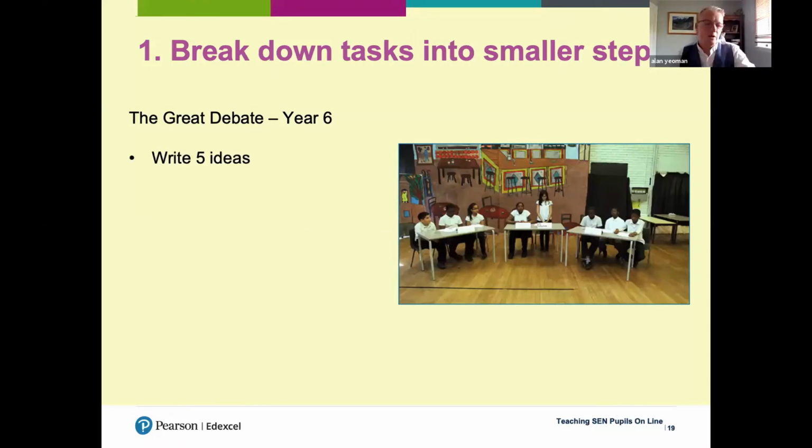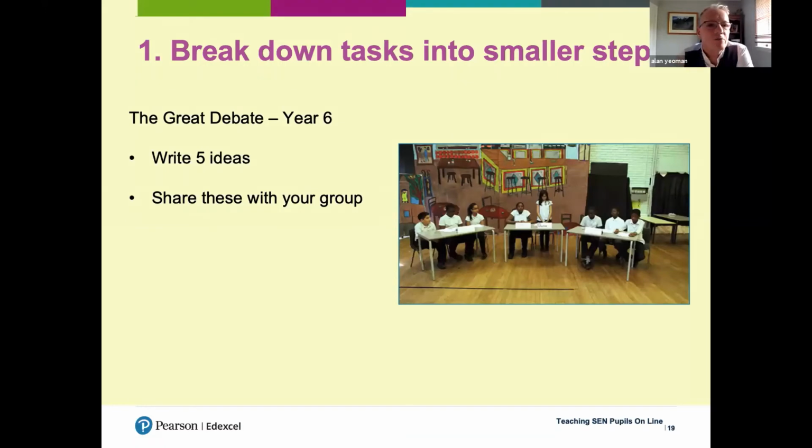The first thing I did with this one, the debate we were doing was, should Tesco's, because that's our local supermarket, be allowed to build a new super hyper metro, whatever they're called, Tesco Plus in the village? Clearly there are lots of arguments for and against. All they had to do first of all was write down 5 ideas, either for or against, and then we checked them. And then we put them into groups.